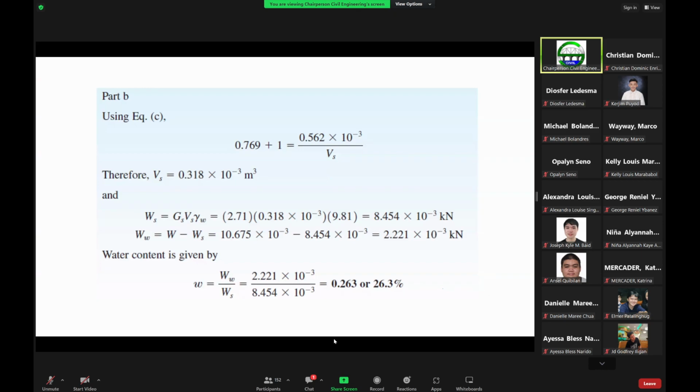By definition, the water content is the weight of water over the weight of the soil solids. So this value divided by this value will give you 0.263, or 26.3%, which we now call the moist water content.